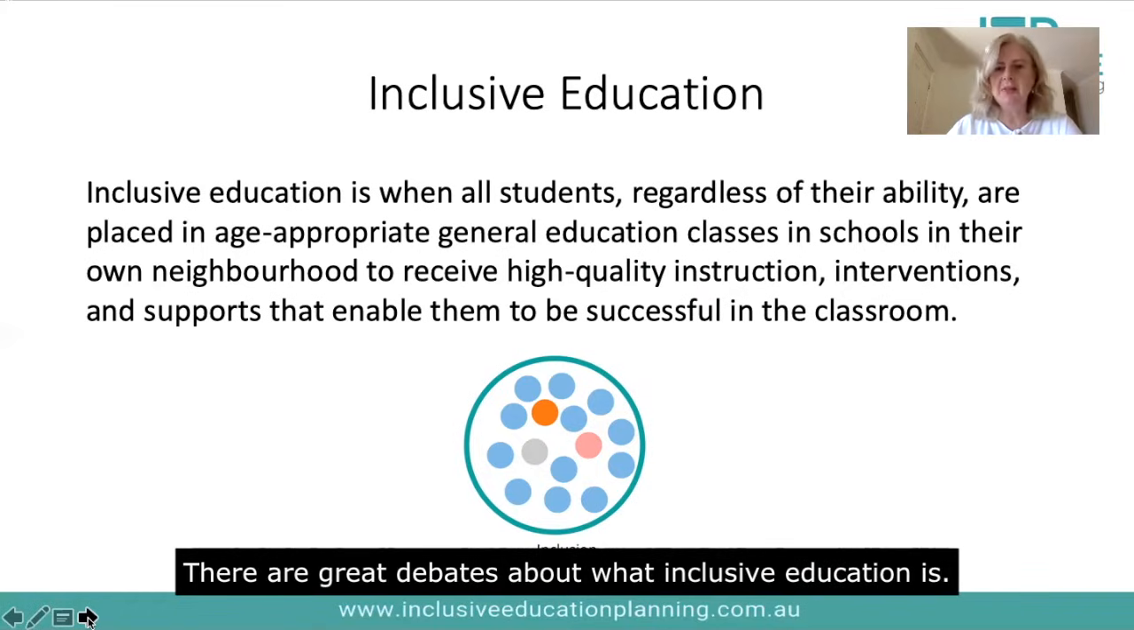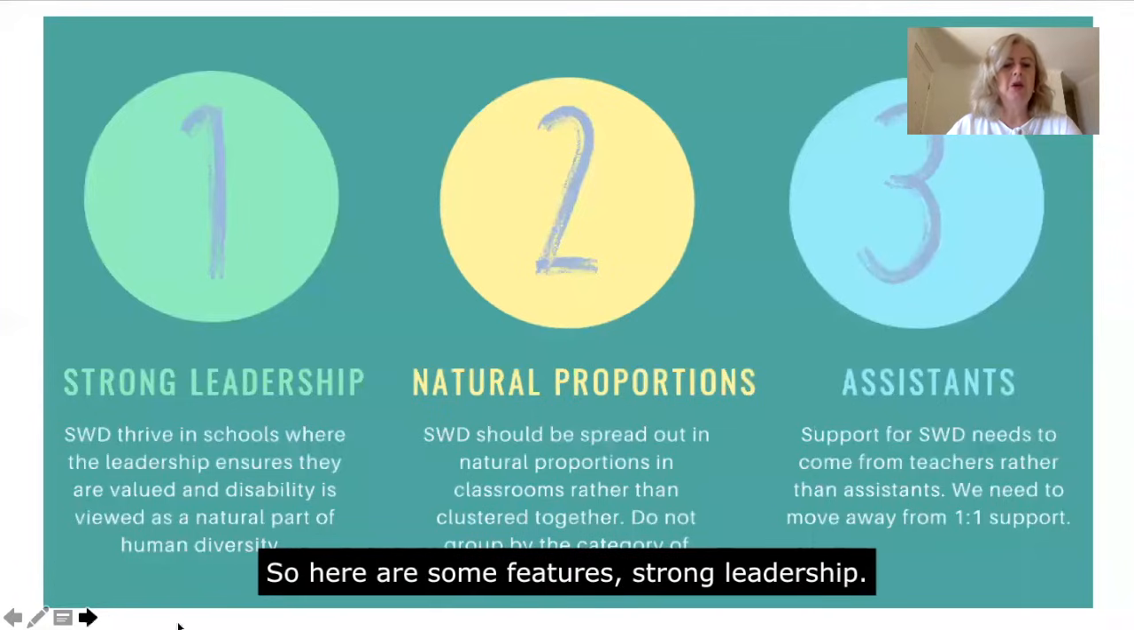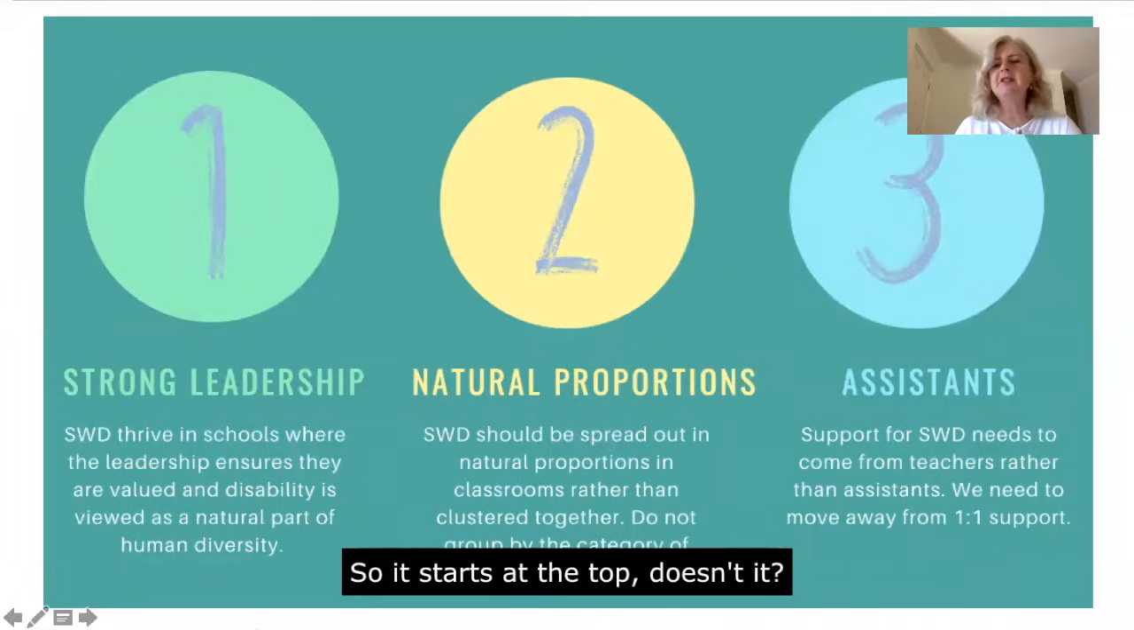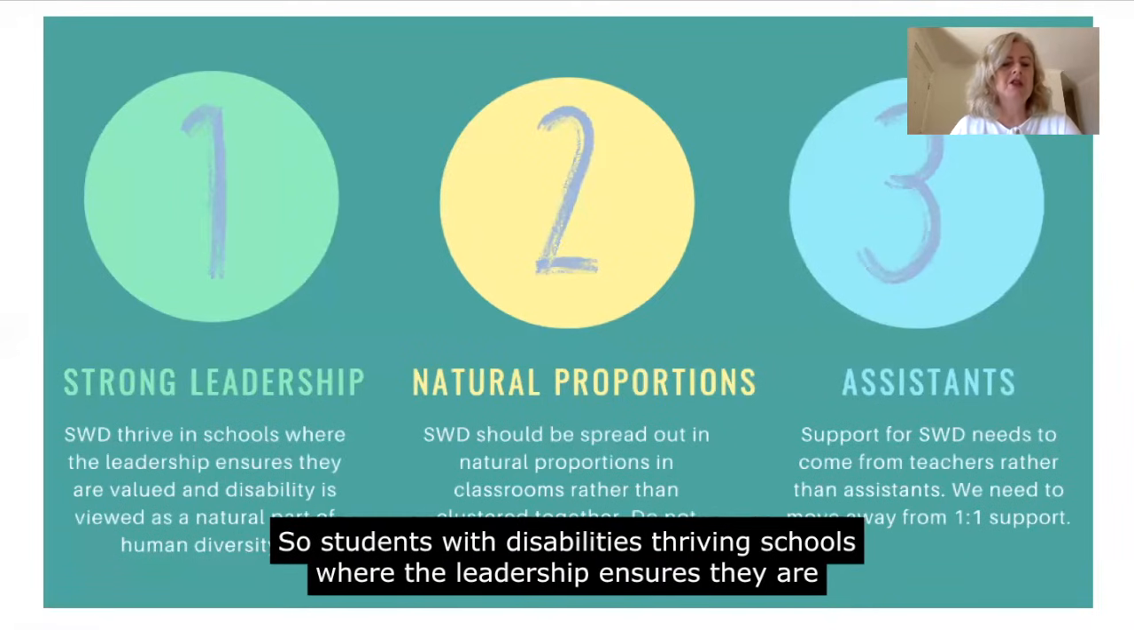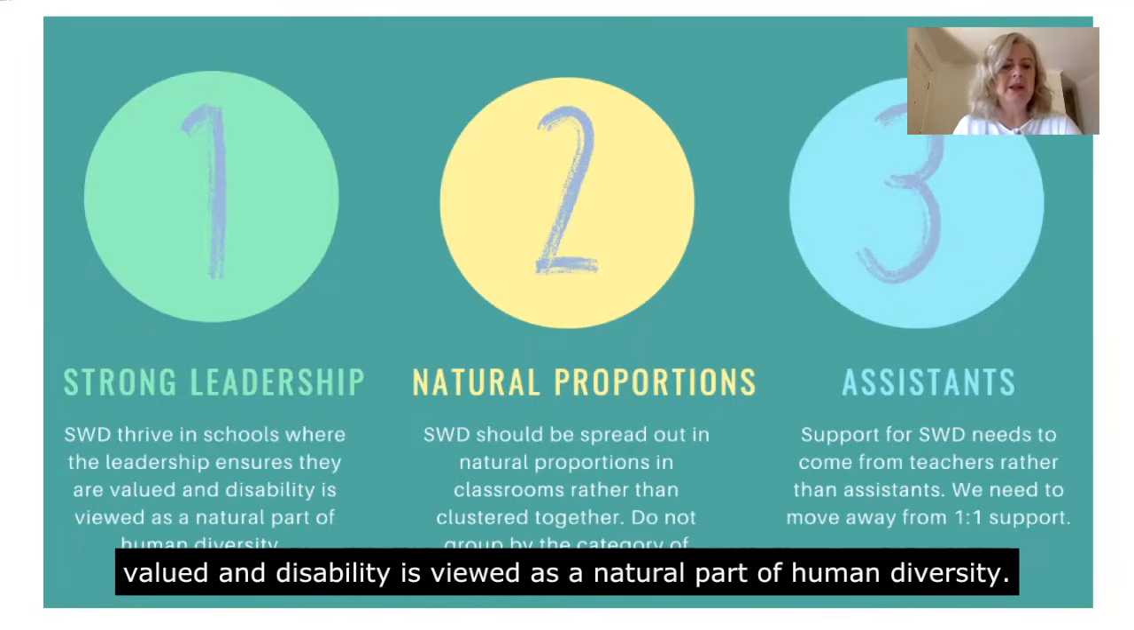There are great debates about what inclusive education is. So here are some features. Strong leadership. So it starts at the top, doesn't it? Students with disabilities thrive in schools where the leadership ensures they are valued and disability is viewed as a natural part of human diversity.